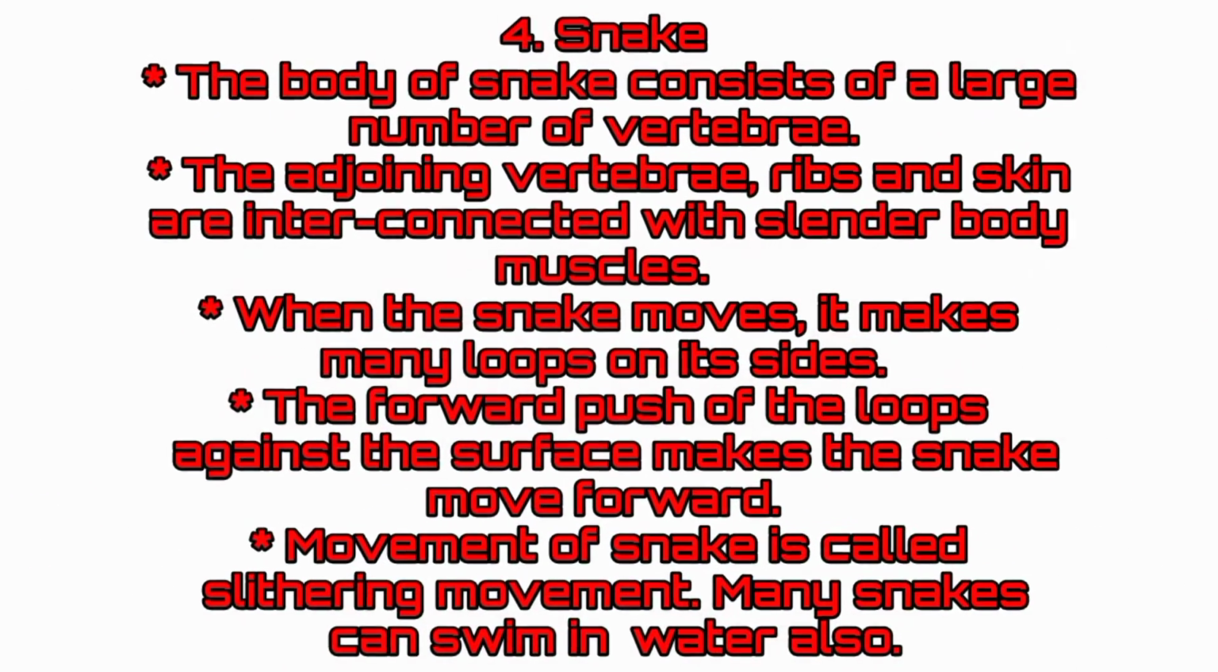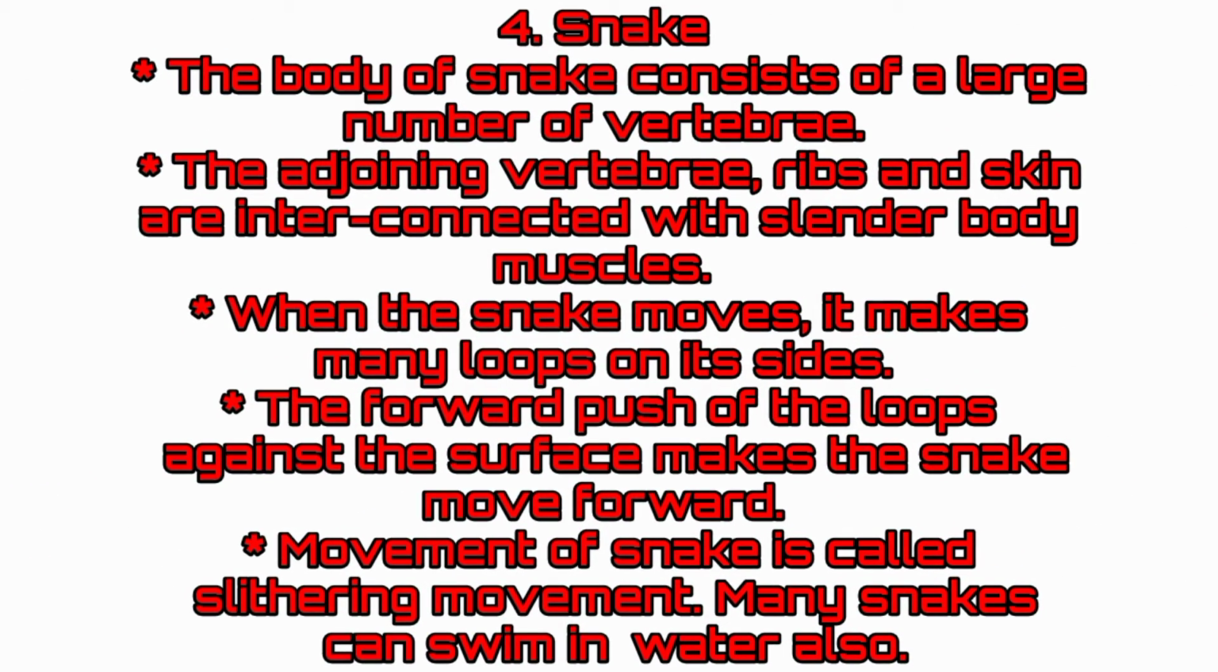Snake. The body of snake consists of a large number of vertebrae. The adjoining vertebrae, ribs and skin are interconnected with slender body muscles. When the snake moves, it makes many loops on its sides. The forward push of the loops against the surface makes the snake move forward. Movement of snake is called slithering movement. Many snakes can swim in water also.